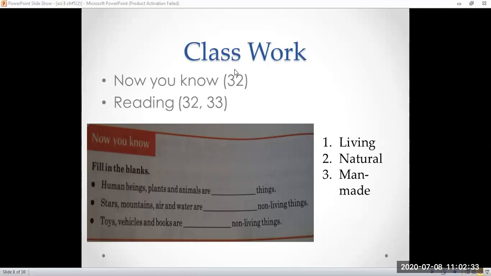We all have read, as you are telling us, the same thing that we have read in chapter number 1. So moving forward to our classwork, as we are having very little time, open your books to page number 32 and take the pencils in your hands.